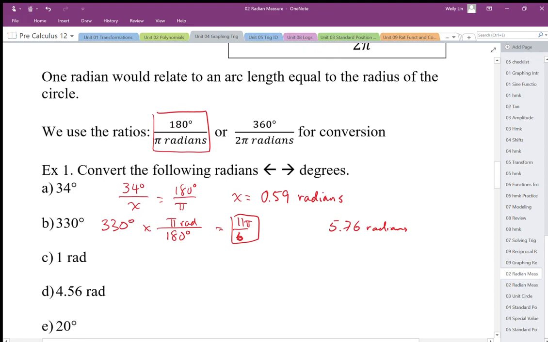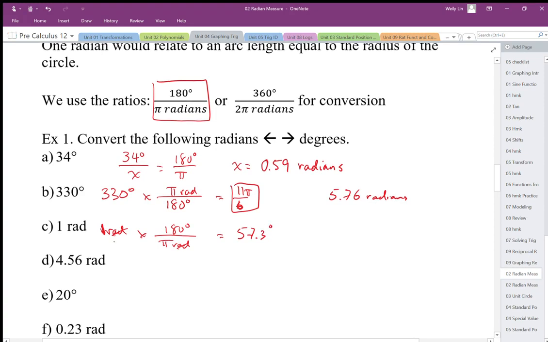So here, converting 1 radian into degrees, I'm going to go 1 radian. If I'm going to multiply, I need my radians on the bottom to make the radians cancel out, and then I'm going to have degrees left over. So 180 divided by pi is about 57.3 degrees. There's our conversion factor for 1 radian. It's about 57.3 degrees.